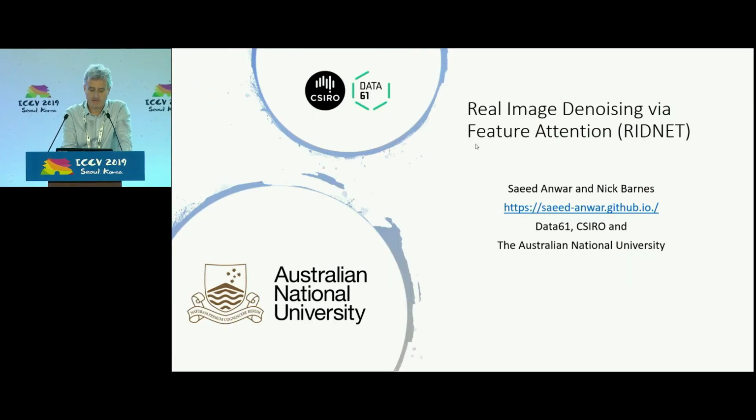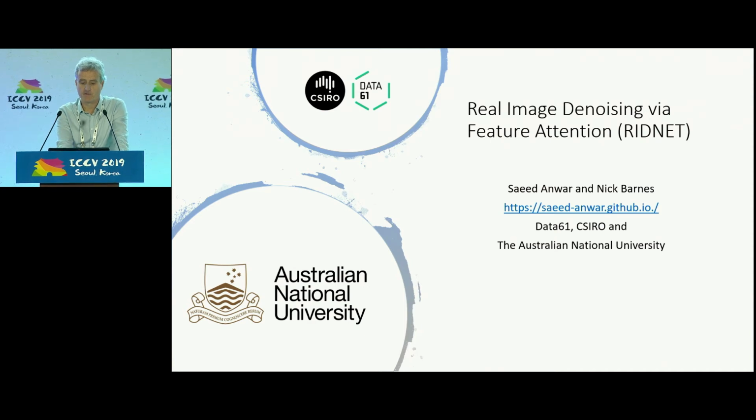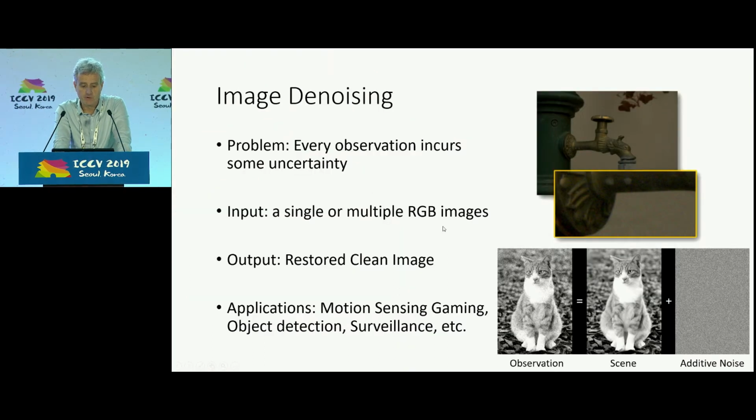Real image denoising: RIDNet is a new single-pass network for denoising via feature attention. I'm Nick Barnes from the Australian National University. This is joint work between myself and Saeed Anwar of Data61, who unfortunately cannot attend. Denoising seeks to remove noise corruption, for instance, that inevitably occurs during image acquisition. In denoising, every observation incurs uncertainty, but not limited to a single photograph. There are also noise examples in flash, no-flash pairs, blurry, noisy pairs, and stacked denoising. In every case, the aim is to produce a restored, clean image.